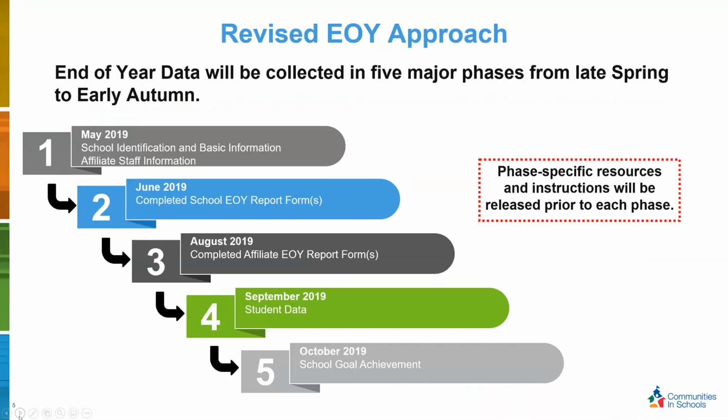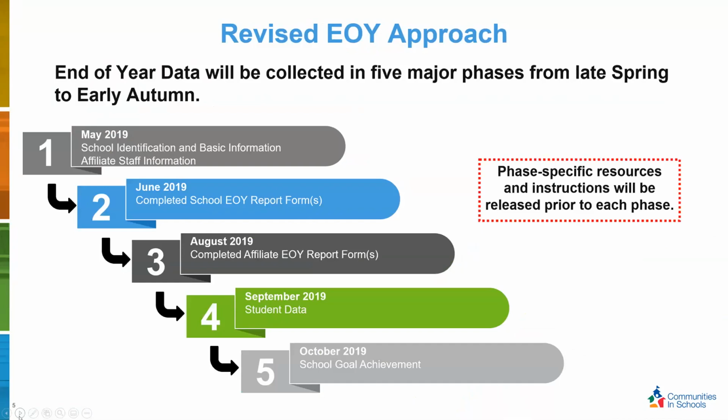In June, we would like to have all of the school end-of-year report forms in CISDM completed. Of course, we would encourage that to be done anytime up until June, but that will be the deadline. We are hoping that that would enable site coordinators to do this before they leave for the summer, and that's just one less thing to worry about when they come back from their summer break for those of you who employ 10-month employees.